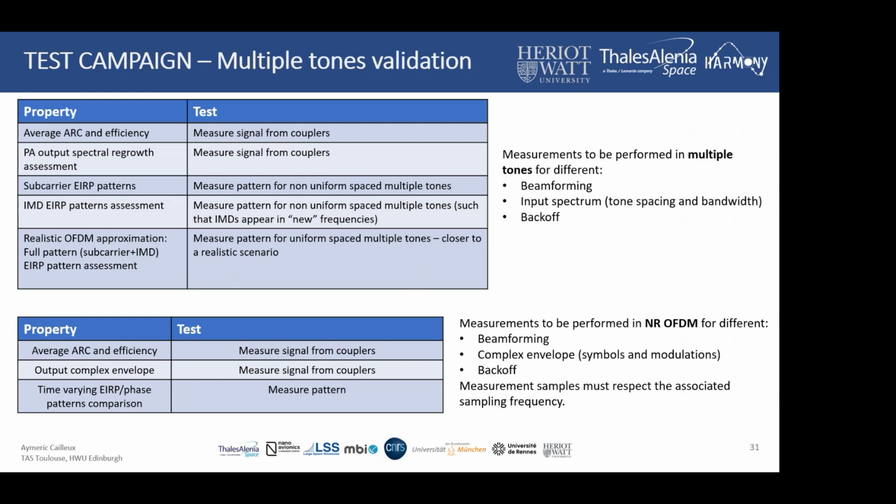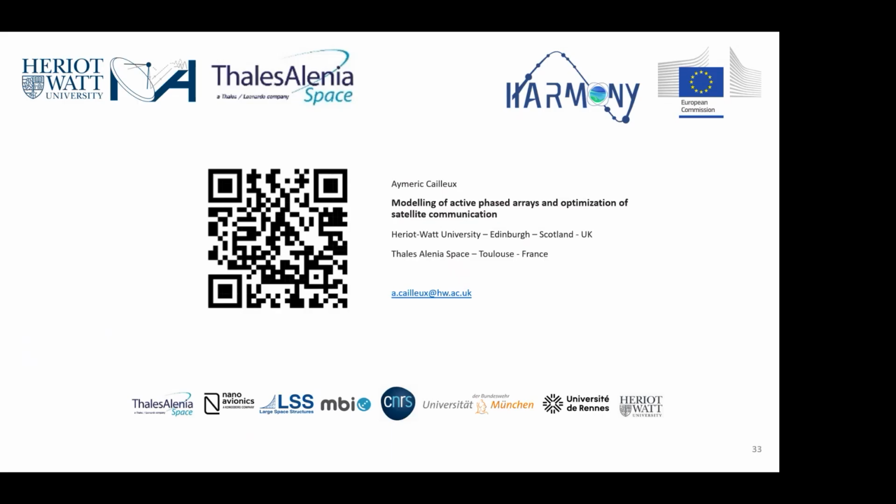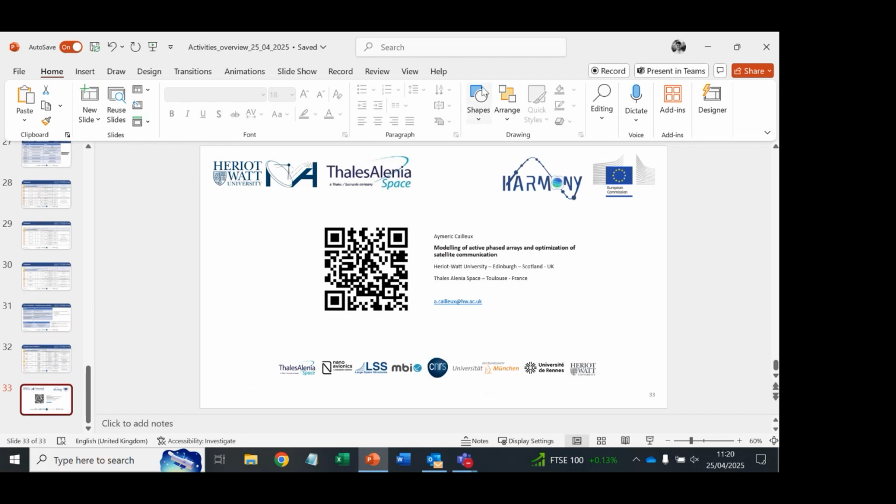And eventually we'll be able to work on time varying EIRP and phase patterns compared with the models we have right now. Again, we'll try to do that for different beamforming, for different complex envelope. So changing the symbols, changing the modulation of our OFDM, and changing the backoff of the power amplifier. For this specific measurement, we'll have to take into consideration that the measurement and the sample must respect the sampling frequency of our OFDM signal. Again, we have more details about that, but it can be explained in the question and answer if you have some. But before that, I will let the lead to Weiguang.